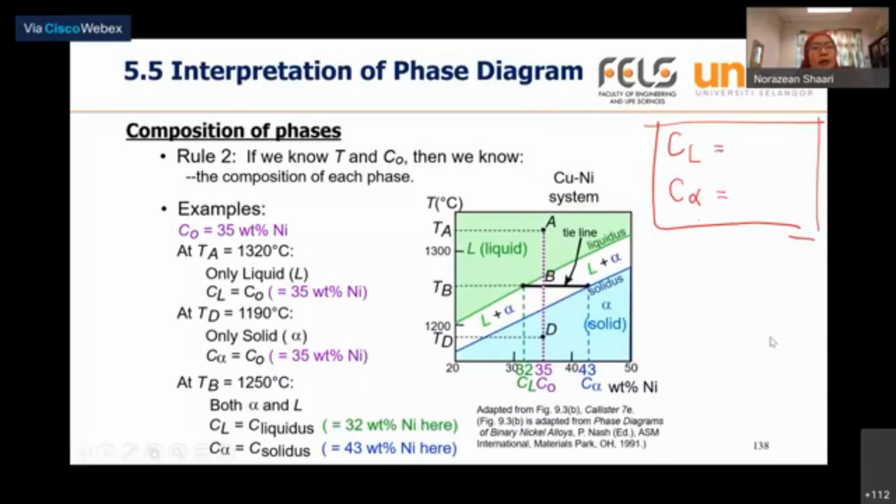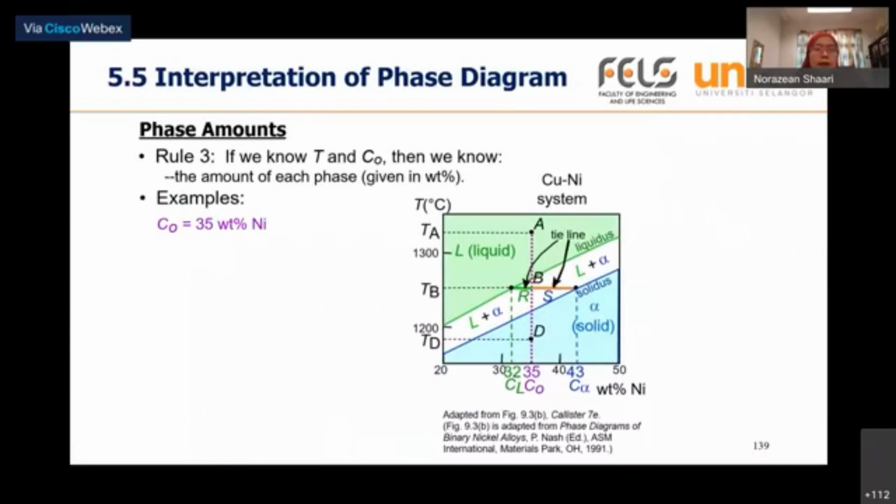Okay, and then that one is composition. Dan daripada composition kita boleh calculate amount of liquid, amount of solid. Okay, contoh at point A tadi, the phases present adalah liquid sahaja. Jadi berapa persen liquid dalam tu? So of course it is 100%. Okay, 100% of liquid. Okay, so kita boleh phase amount that's equal to W.